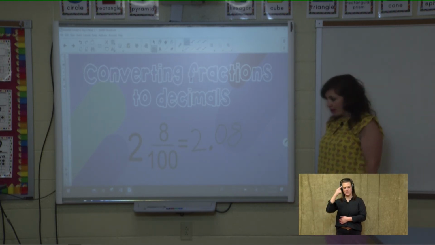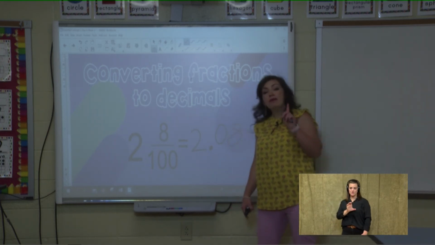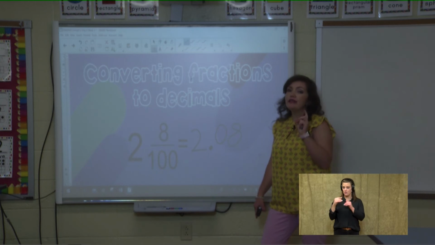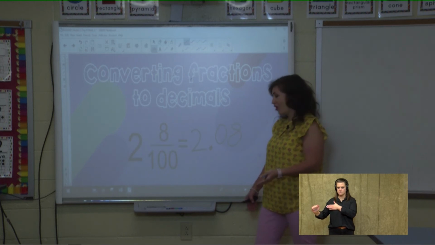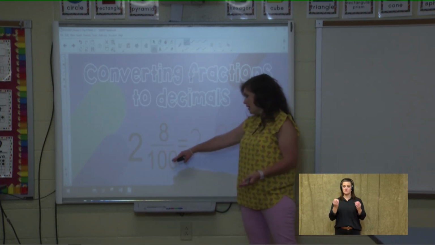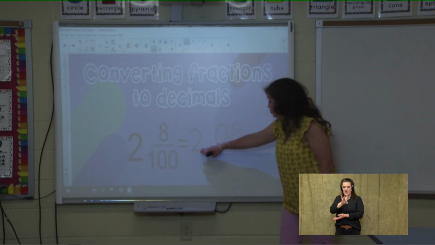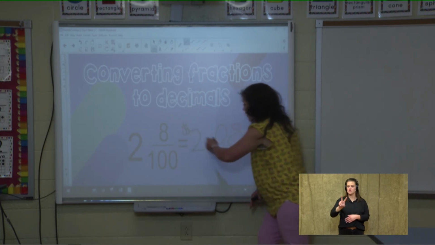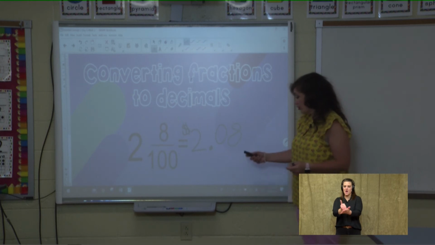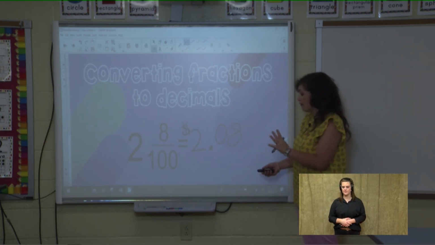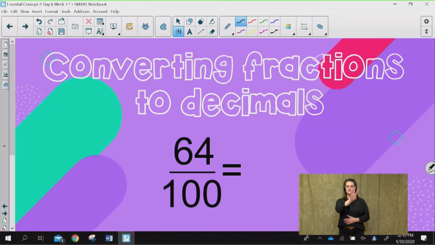Well, let's think about our pennies. All right, remember our hundredths are like our pennies because our pennies equal 1 cent. And we know it takes 100 pennies to make $1, just like it takes 100 hundredths to make a whole. So if we have 8 pennies or 8 cents, and 2 whole dollars, it would look like $2.08, right? So you could use what you know about money to help you with writing your decimals from fractions as well.